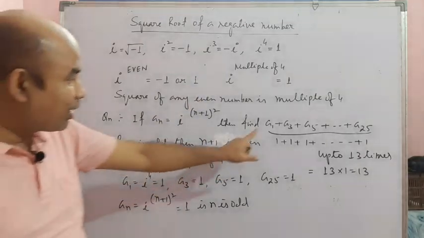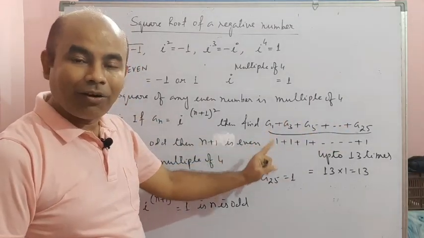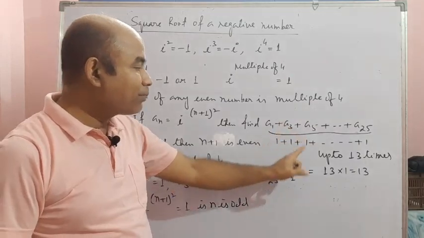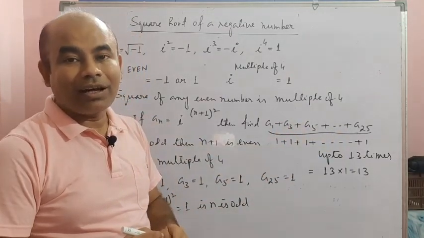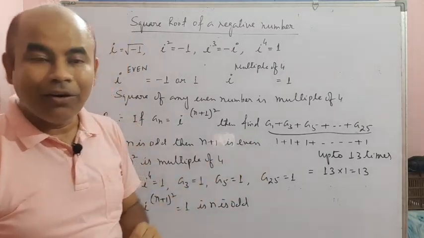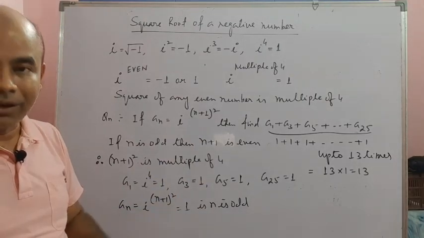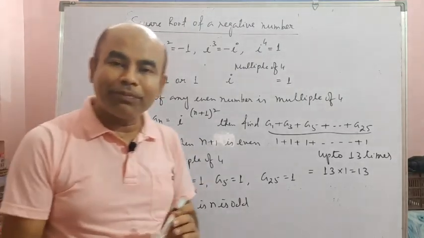So here you see a1, a3, a5, in all these terms n is odd, so they are all equal to 1. So 1 plus 1 plus 1, how many times you have to add? 13 times you have to add, because from 1 to 25 there are 13 odd numbers. So 13 into 1, answer is 13. Okay, so these are some simple examples.